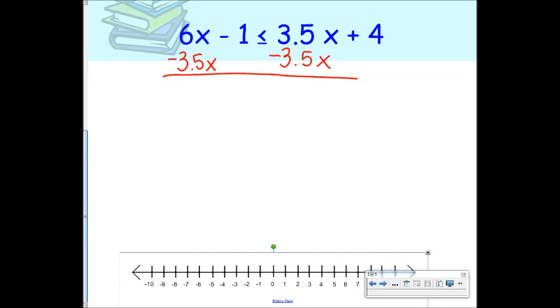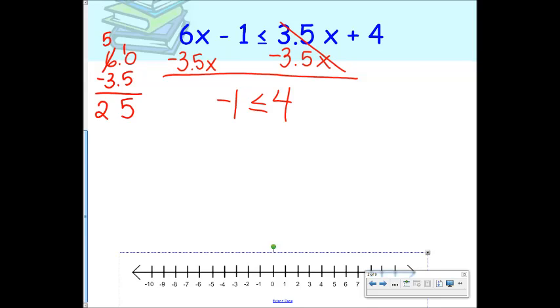So when I subtract that on the right side, this cancels out, and all I'm left with is 4. I still have this minus 1, and then I just do 6 minus 3.5. That would look like this if I were to write it out. Borrow from the 6 becomes a 5, and I end up with 2.5x minus 1.